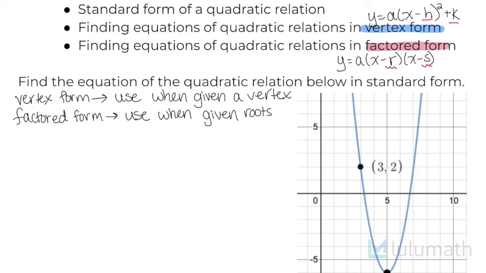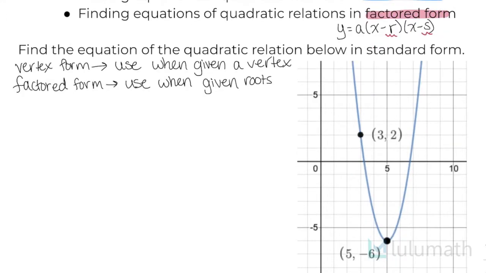And it should make sense to you that you should use vertex form when given a vertex, but the factored form to be used when given roots is not as obvious. So in this example that we're given here, we're given 2 points. We're given a vertex and we're given an additional point, and we need that additional point to determine the a value regardless of whether we use vertex form or factored form. Since we're given the vertex, we are going to use vertex form.